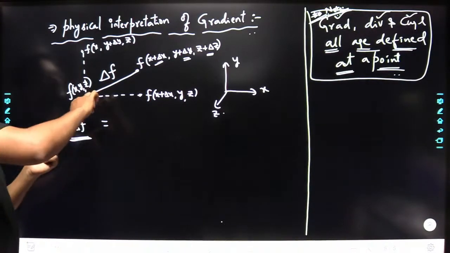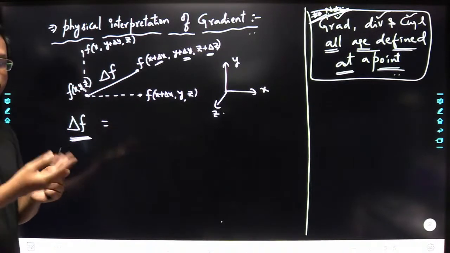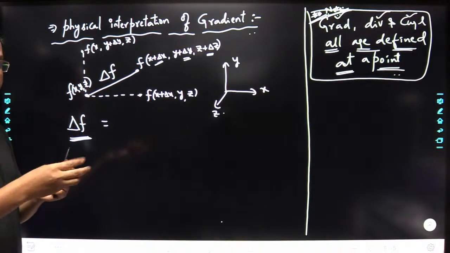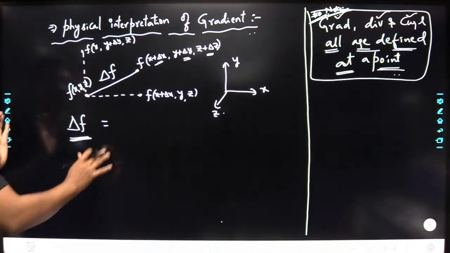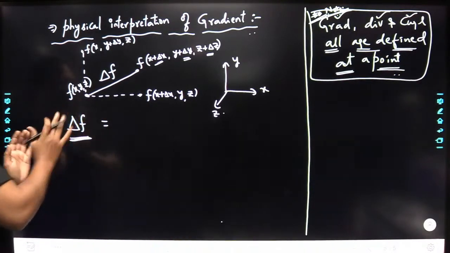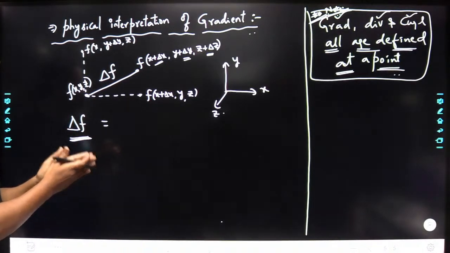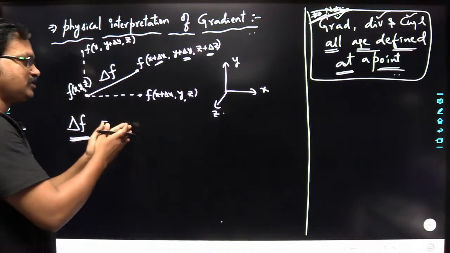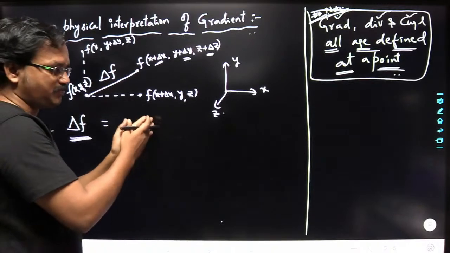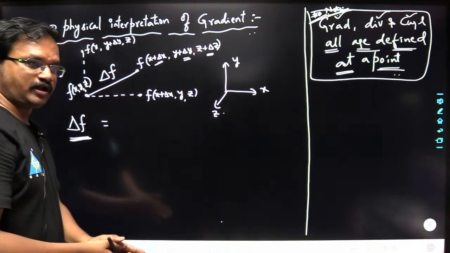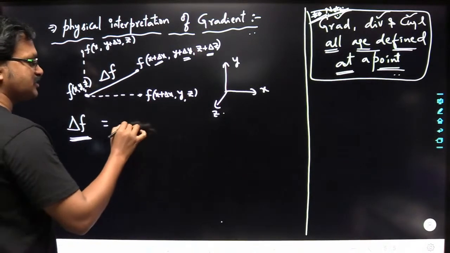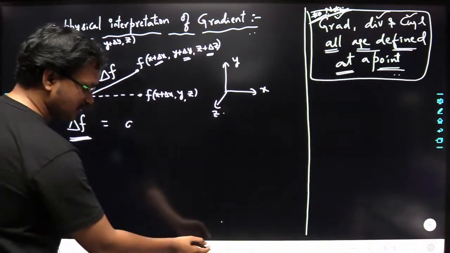Right? If I move in some arbitrary direction, then I am going to get the change in x, the change in y, the change in z. Yes or no? So the overall change in function I can represent as the change in function along x plus the change in function along y plus the change in function along z. Right? Okay. So I can represent this as, see here.